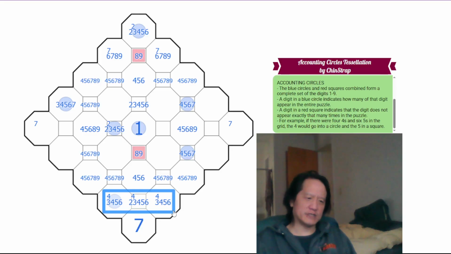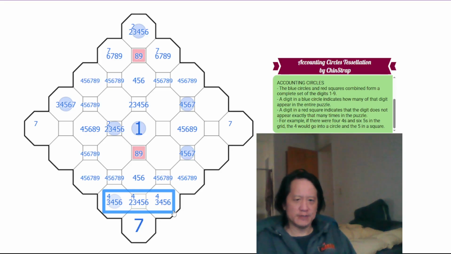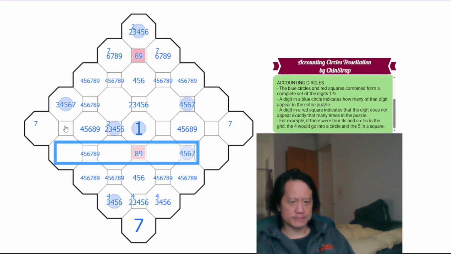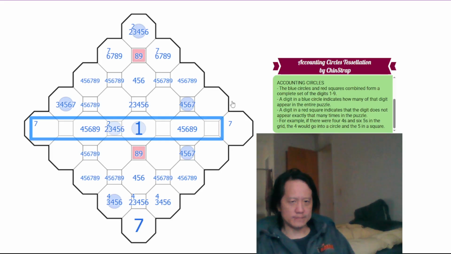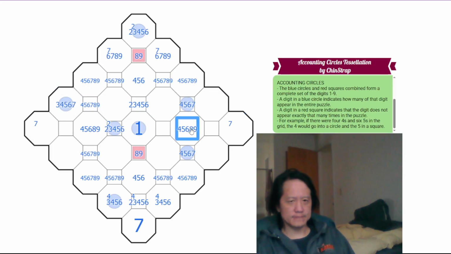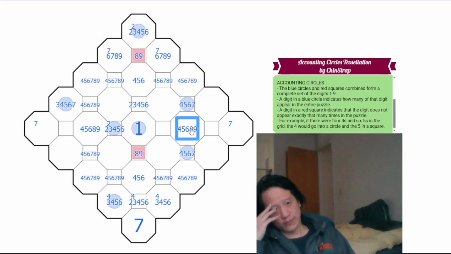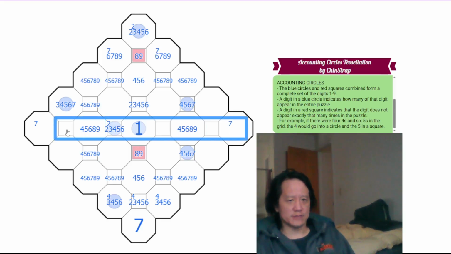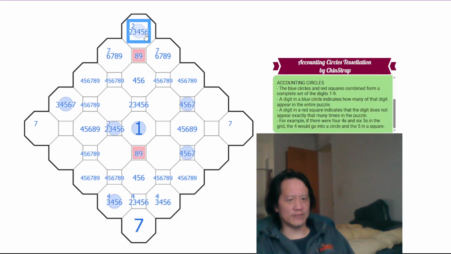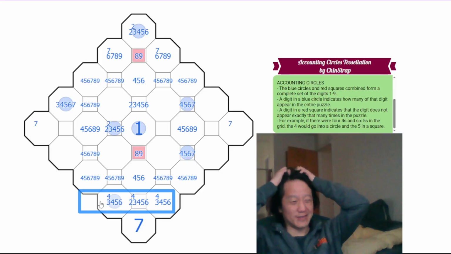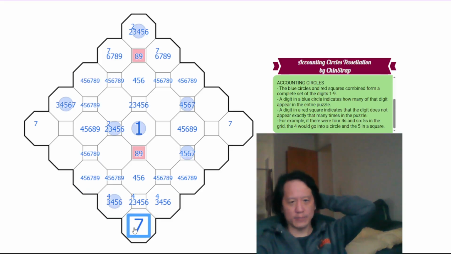Yeah, you can't have seven nines either, right? But then we have the problem of the seven eights, right? You would have to have an eight here to match because the eight can't be there and eight can't be here.